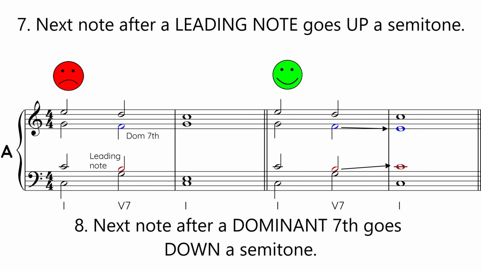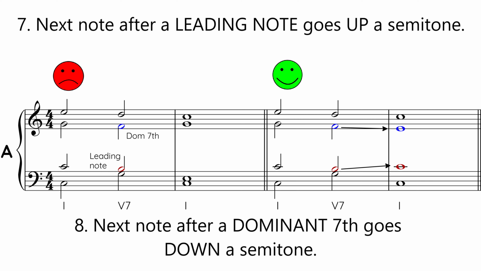Now, my red face, bad example here, shows the dominant seventh. Can you see the F natural, coloured in a blue colour? I've written Dom 7 by it, Dom 7th. That goes F. Then the voice leading next note in the alto part goes up to a G. You can't do that. That dominant 7th should fall downwards to the third of the tonic chord. Look at my corrected one with the green face. The dominant 7th F drops to an E.